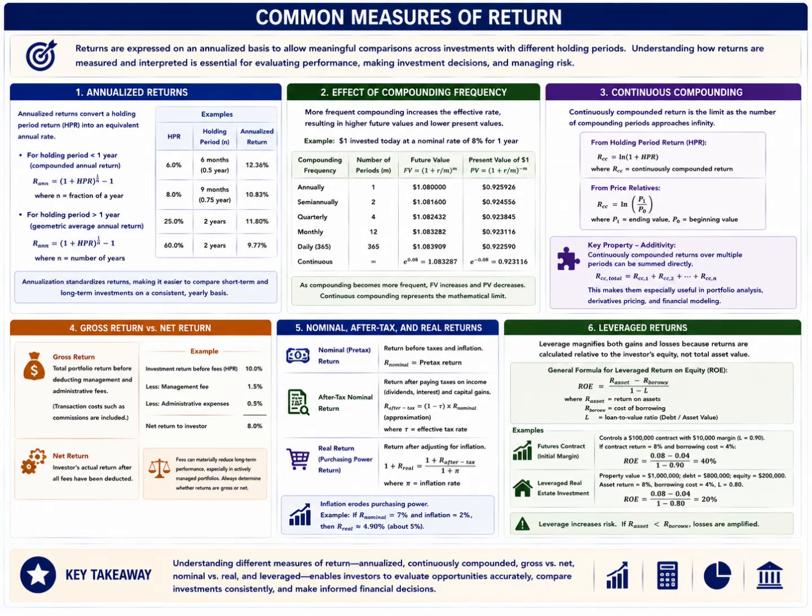Gross return refers to the total portfolio return before deducting management and administrative fees, although transaction-related costs such as commissions are already included. Net return, by contrast, represents the investor's actual return after all fees have been deducted. This distinction is important because management fees can materially reduce long-term investment performance, particularly in actively managed portfolios.